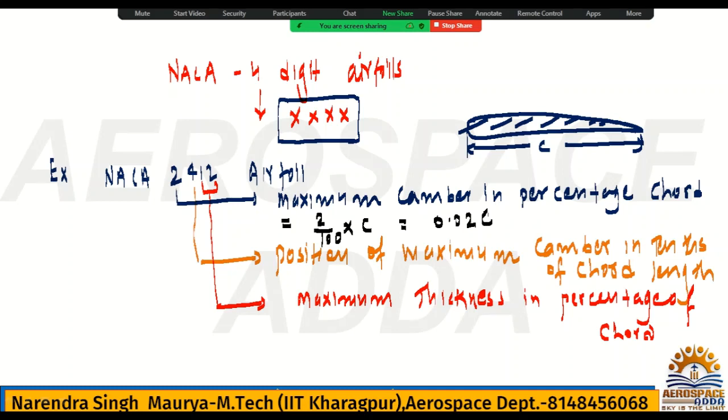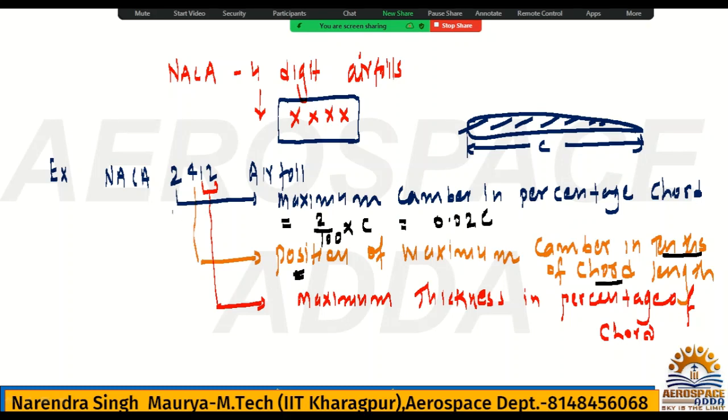0.02 C. Remember it. This is the percentage of chord, 0.02 C. This is the maximum camber. What is the second digit? The second is the position of maximum camber, or you can say the location, and I have explained what the location or position of maximum camber is. Everything you are measuring, all the distance, you are measuring from the leading edge, always remember. But it is in tenths of chord length.